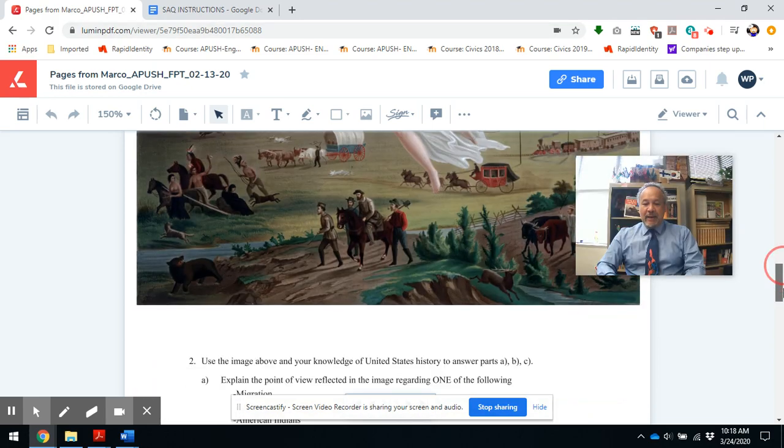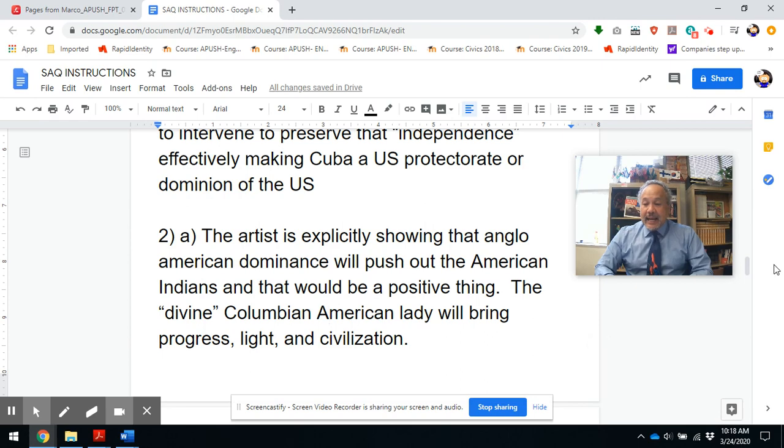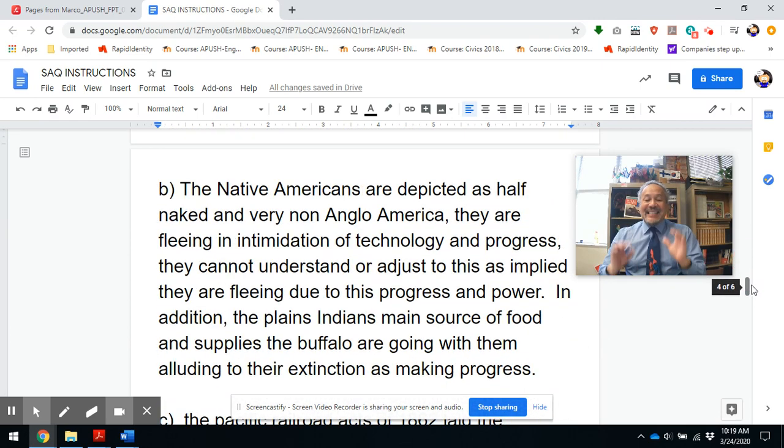Let me go back to B real quick, to make sure. Explain how one element of the image expresses the point of view. And it asks for one element. So if we go down here, the Native Americans are depicted as half naked and very non-Anglo-American. They are fleeing the intimidation of technology and progress. They cannot understand or adjust to this, as implied by their fleeing from this progress and power.